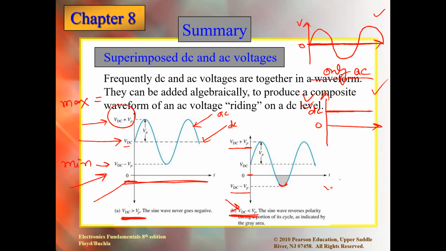So these are the composite waveforms, two situations. First situation, when VDC is greater than VP, the complete waveform is above the 0 axis. Another case, when VDC is less than VP, some portion of the peak is under the 0. And this depends upon what value you get as the minimum, VDC minus VP. This is basically superimposed DC and AC voltages.